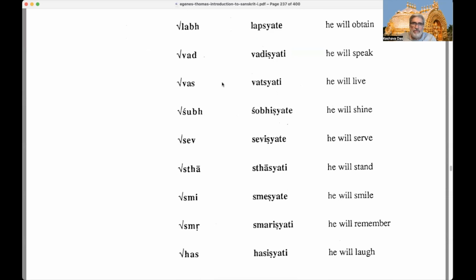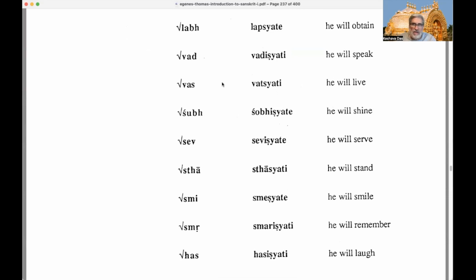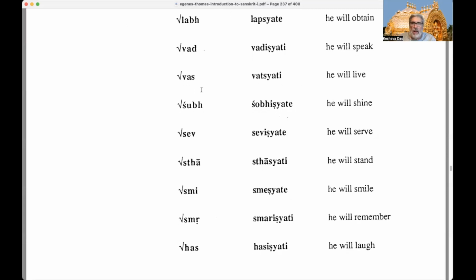Vad means to speak. So we usually have vadati, vadataha, vadanti, like that, in the present tense. And vad plus ishya, the future marker, plus t, the third person singular active ending, means vadishyati, he will speak. Vas, to dwell or to live. The s at the end becomes a t here, becomes vatsyati, with the sya as the future marker and t as the ending.